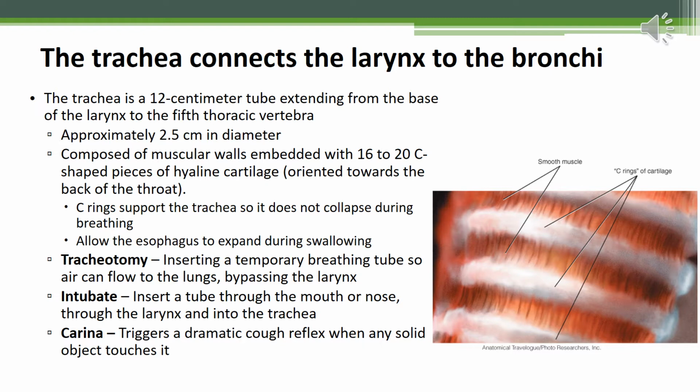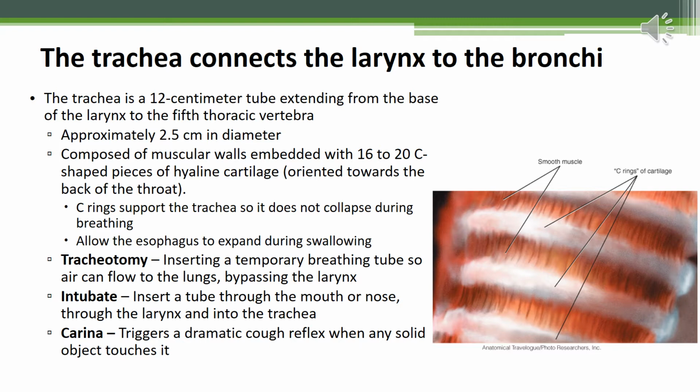Now sometimes there may be an obstruction in the trachea, and some sort of intervention might be necessary. So one of these methods is a tracheotomy, which is an actual insertion into the throat to provide a temporary breathing tube so that air flows to the lungs. And this allows us to bypass the larynx if there's some sort of obstruction up in the larynx or in some other part of the respiratory system.